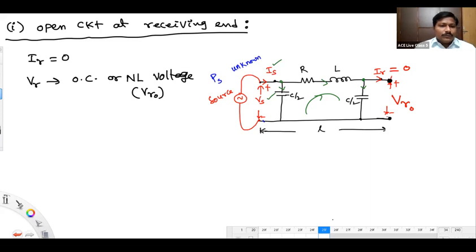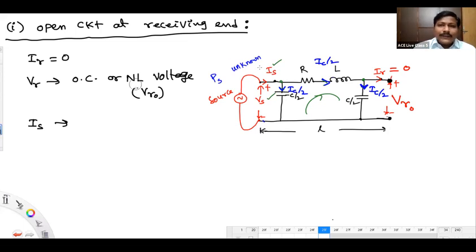Calling that VR0. Now, what is the sending end current value here? Just observe here. This is half of the charging current we mentioned, approximately half of the charging current. This is the next half of the charging current. Receiving end current is 0. Then this RL circuit will carry a current of IC by 2.